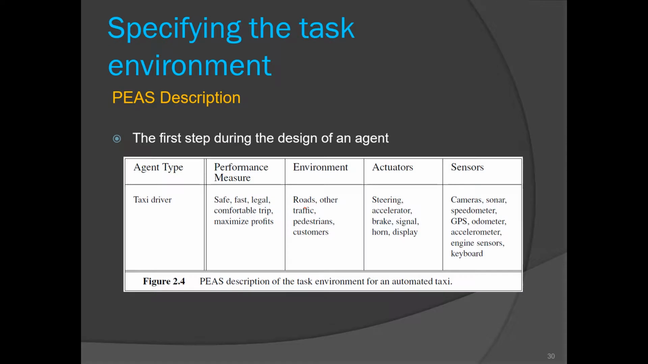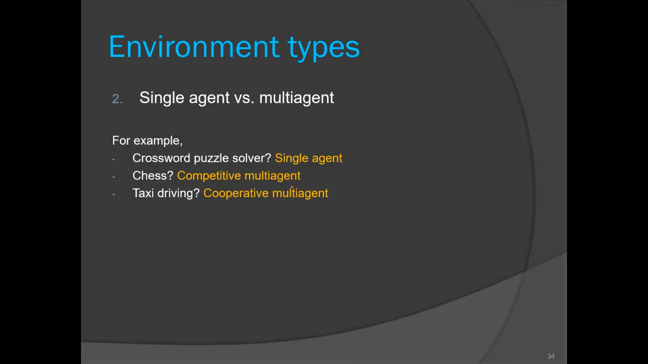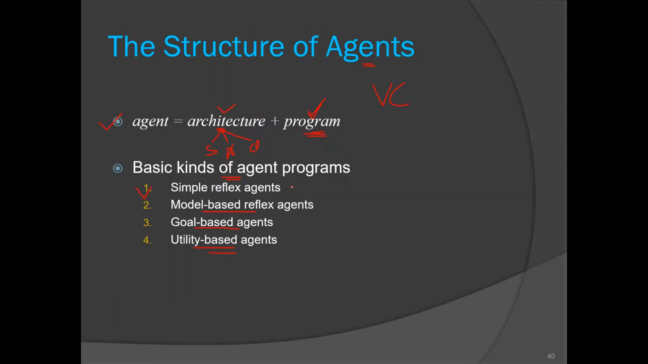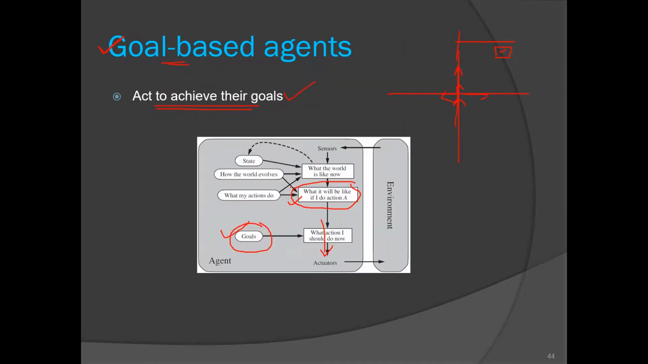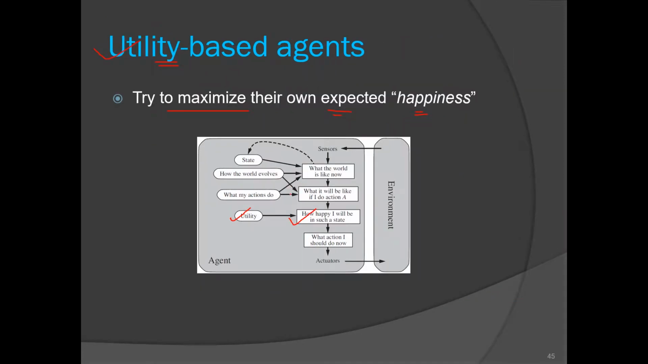So we have seen, see here. In the taxi driver example, what was the performance measure? It should be a safe, fast, legal, comfortable trip, maximizing profits, right? So our utility based agent will try to fulfill this performance measure. In addition to reaching the goal, it will satisfy all the performance measures. That is about the utility based agent.